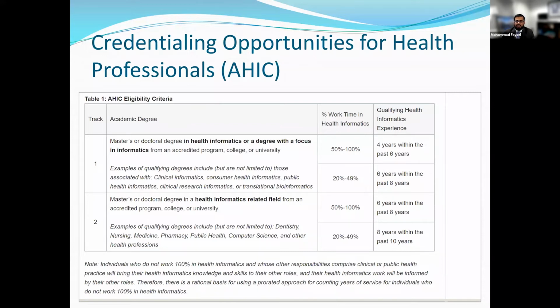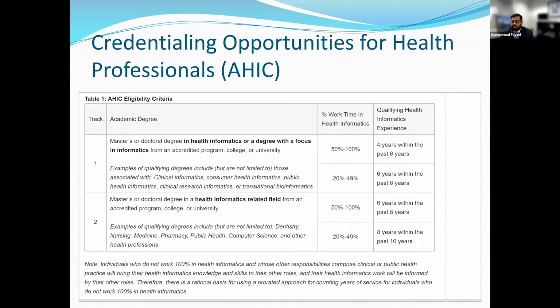So what are the eligibility criteria? First one, academic degree: a master's or doctoral degree in health informatics, or a degree with a focus in informatics, from an accredited program, college or university. There are some examples, as you can see there. It could be in any area, generalized health informatics, biomedical informatics, whatever you call it, as long as it is a master's level informatics or related degree program, that suffices.